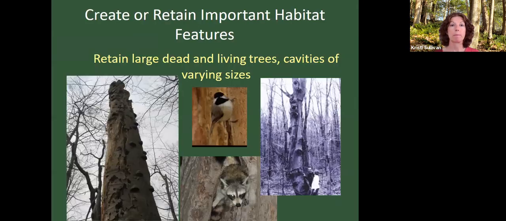You can also create or retain some other important habitat features. Retaining large dead and living trees that have cavities, which are basically holes in the trees of varying sizes, can be really important. So many different species use tree cavities either for nesting or to find cover. The black-capped chickadee, for example, nests in holes in trees. The raccoon finds cover in trees. Woodpeckers like to feed on dead trees, and they also nest in dead trees.